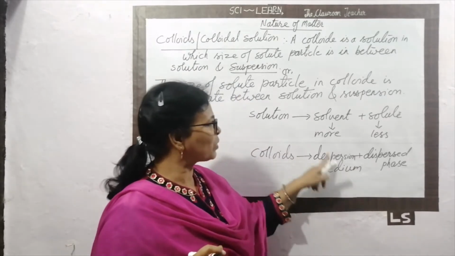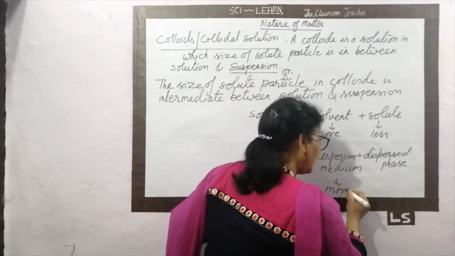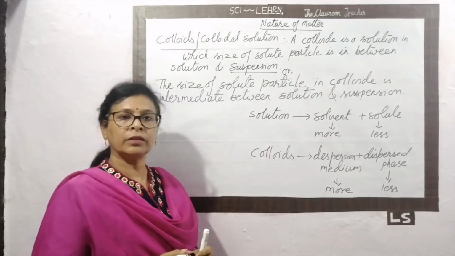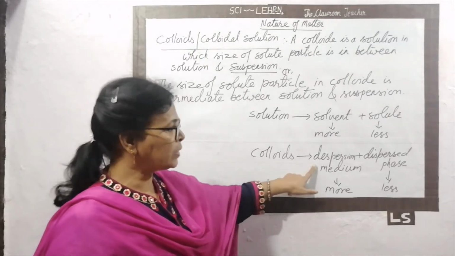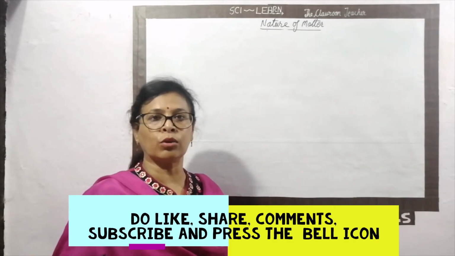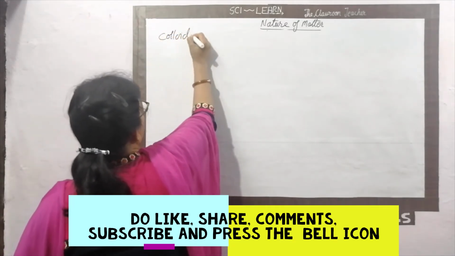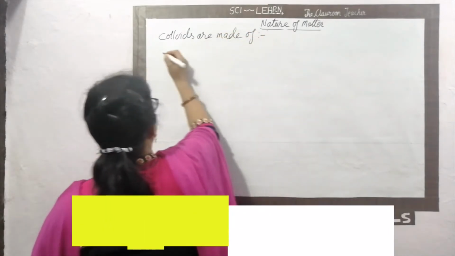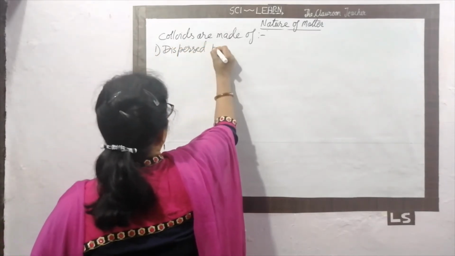Actually, dispersion medium is like the solvent in solution. It is more in quantity and the other is less in quantity. So, as the solution is made up of solute and solvent, colloid is also made of two substances. One is the dispersion medium and second is called the dispersed phase. Colloids are made of dispersed phase and dispersion medium.